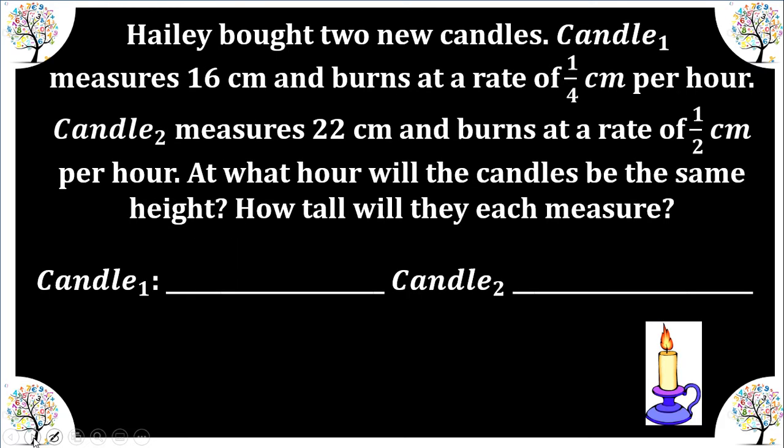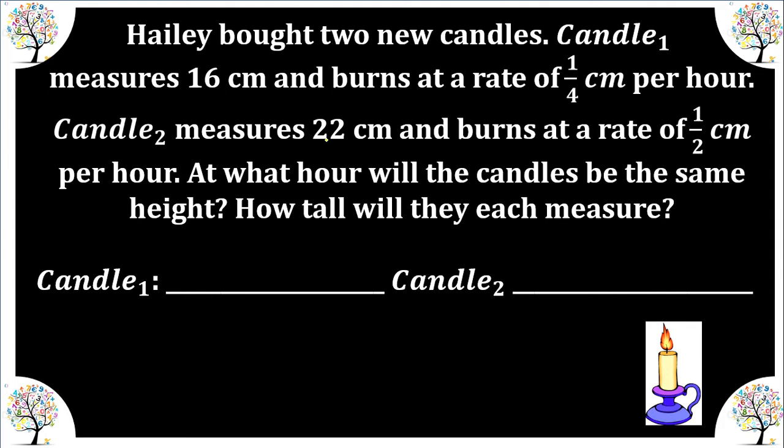So let's take a look at example number 1. It says Hailey bought 2 new candles. Candle 1 measures 16 centimeters and burns at a rate of 1/4 centimeters per hour. So we have a 16 centimeter candle and it burns, which means it's getting shorter, 1/4 centimeter per hour. So far we do have a constant rate of change, which is the 1/4 per hour.